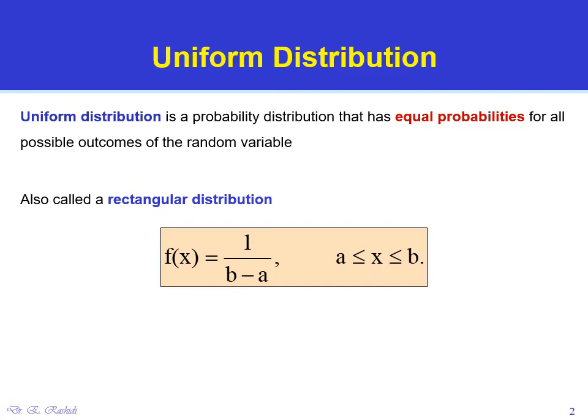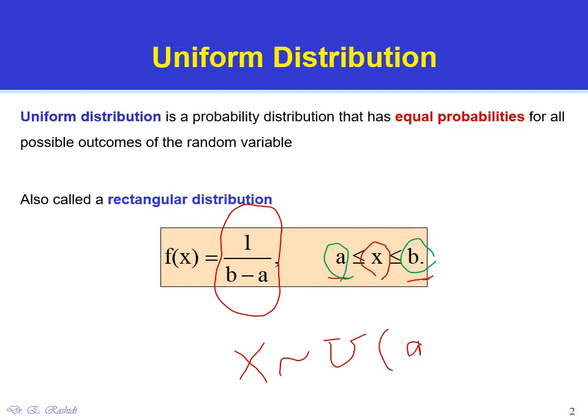So this shows that for random variable x ranging from a to b, the probability density function is a fixed value. It's 1 divided by b minus a. Here, a and b are two important values or parameters of uniform distribution. We show uniform distribution by these two values. For example, we say x follows a uniform distribution with parameters a and b.